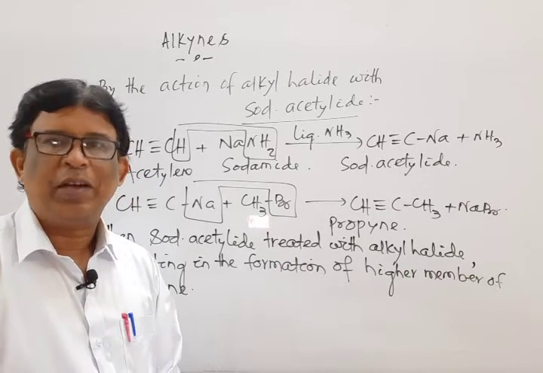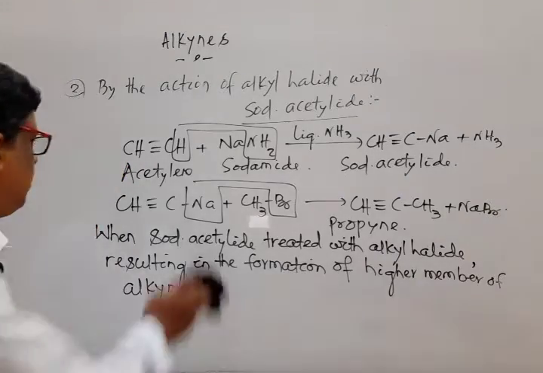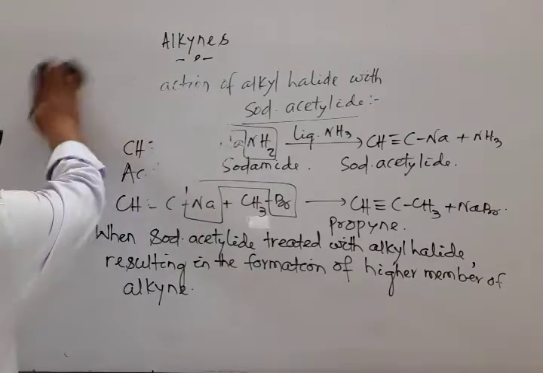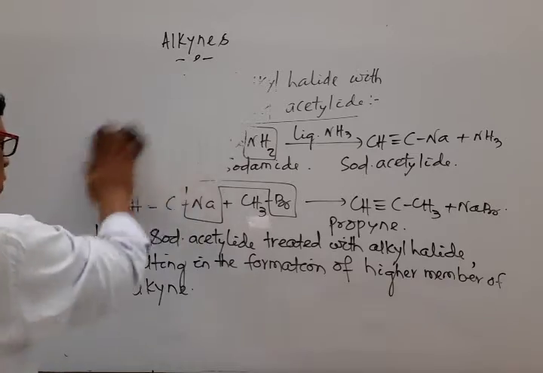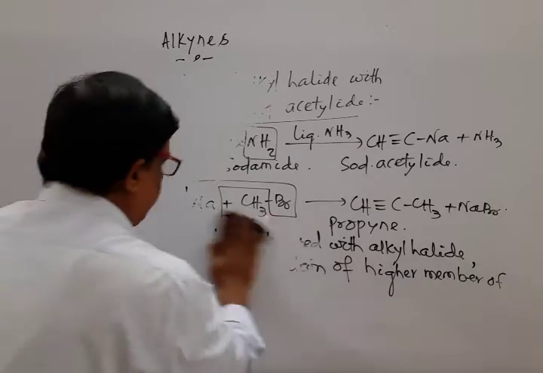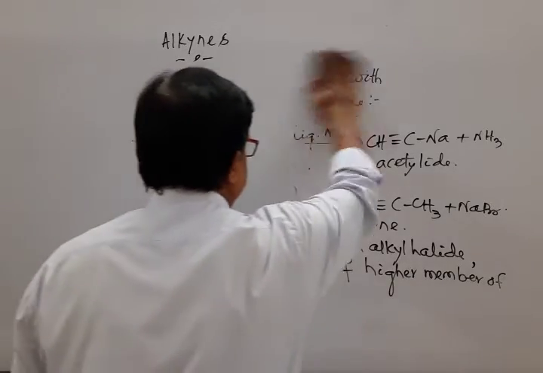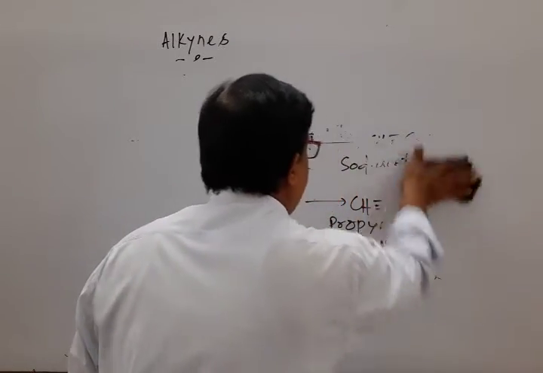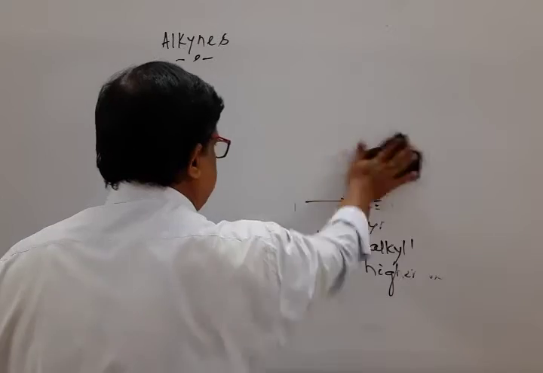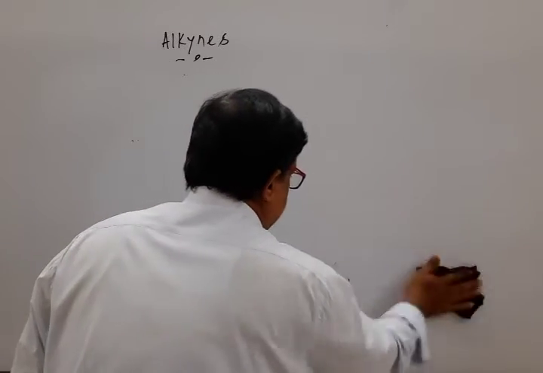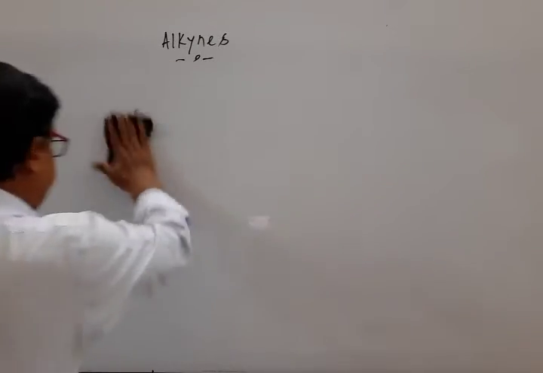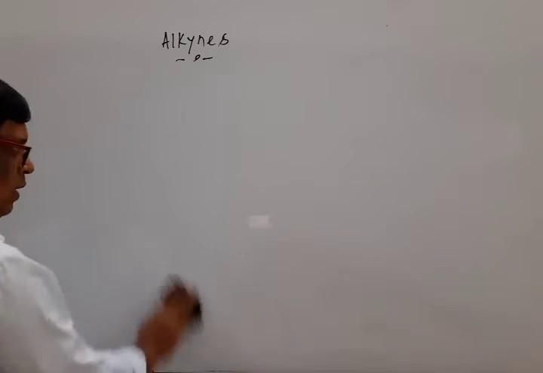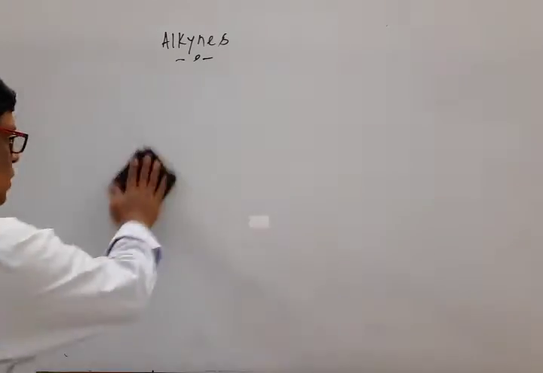Okay, move to the next method, that is the third method, that is dehydrohalogenation of dihalide. Third method, that is by dehydrohalogenation of dihaloalkane. Mark that. This is the third method.